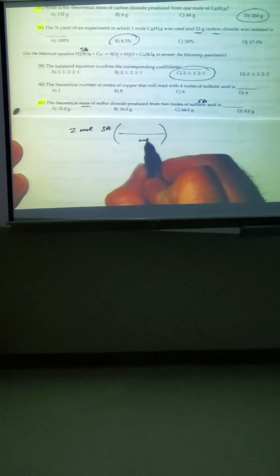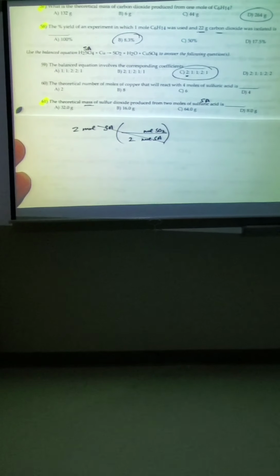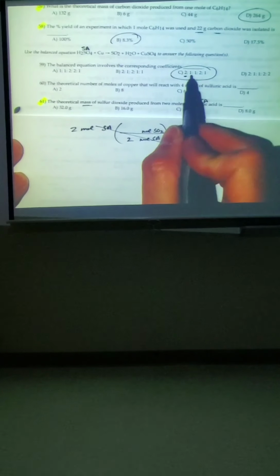61, they have 2 moles of sulfuric acid, so we'll call that SA. Sulfuric acid is the first one, that's this one up here. So they say 2 moles of sulfuric acid, so again, SA for short. We need to get rid of moles of sulfuric acid, and they want mass of sulfur dioxide, so moles of sulfur dioxide will come first. Moles of sulfuric acid cancel. Sulfuric acid was our first number, which was a 2. Sulfur dioxide was our third number, which was a 1. So right now, 2 divided by 2 is nothing other than 1. So it's reduced. Now we got one more step.